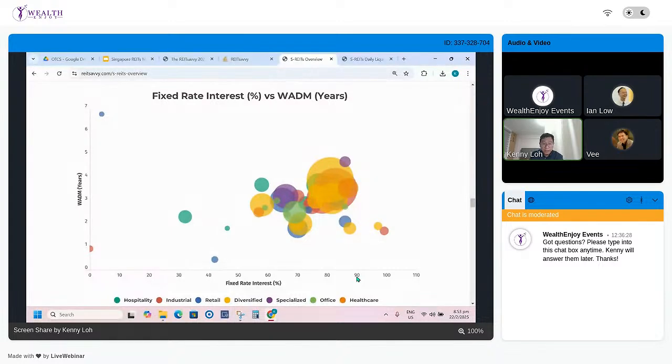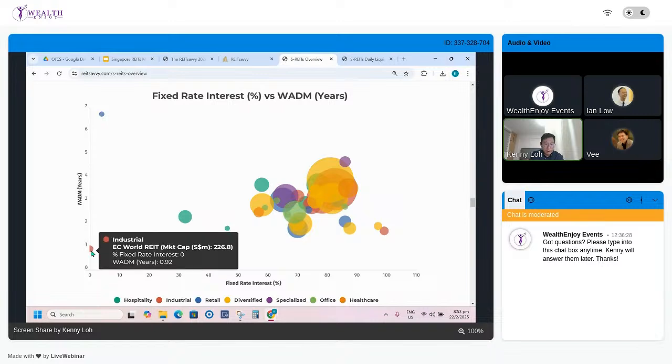But for those REITs which have a lower percentage of fixed rate, you enjoy a rate cut. All right, so combining all these factors, we want the debt maturity profile to be low, and also a low percentage of fixed rate. That would be EC World, but EC World is suspended. That's why we should not consider this one.